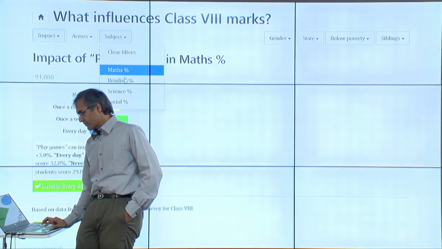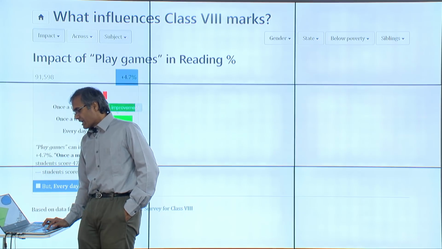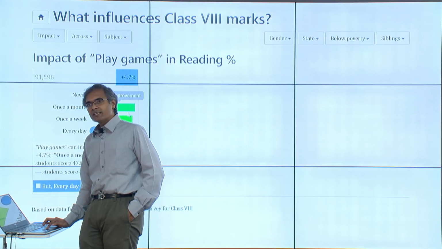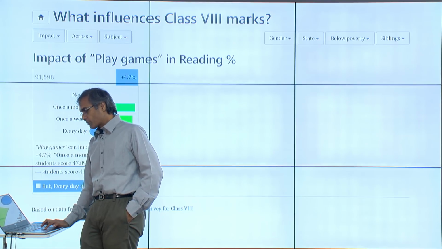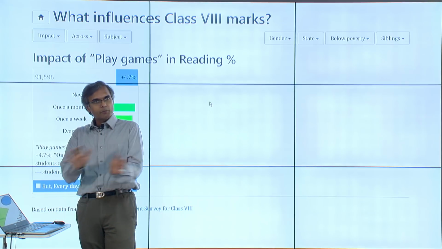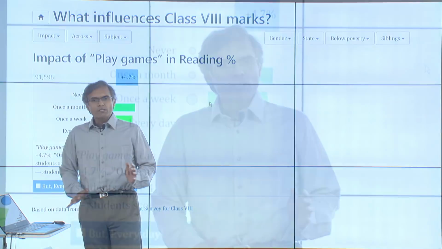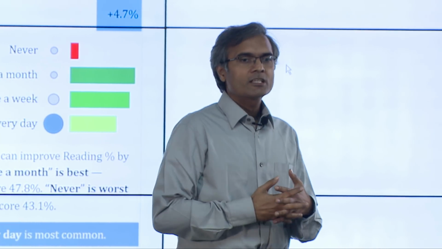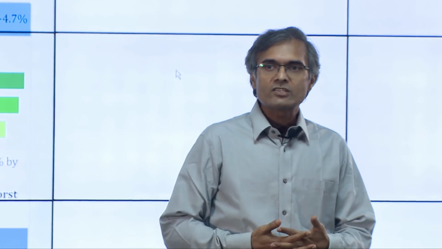But on the other hand, if I look at reading behavior, it turns out that the more I play, the less I score. Unless, of course, I'm not playing at all, which is not a good idea. But as long as I go out and play just at least once a month, I'm good. Now, these are explanations that come out of an exploratory interface where we can dig deeper and see what's happening.